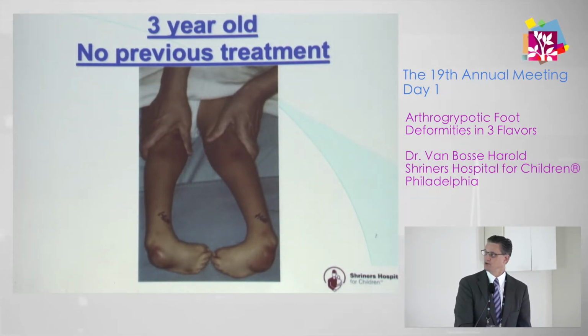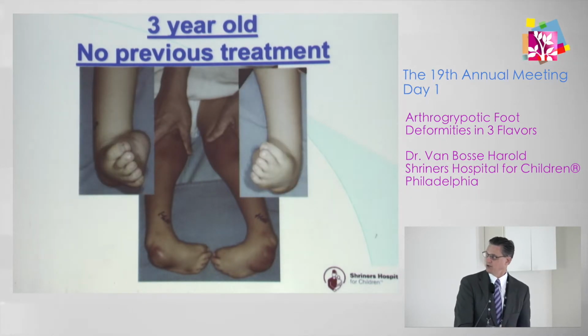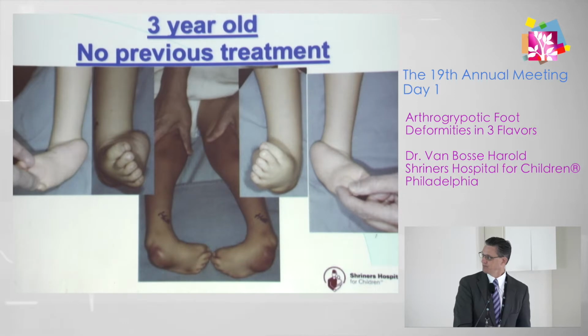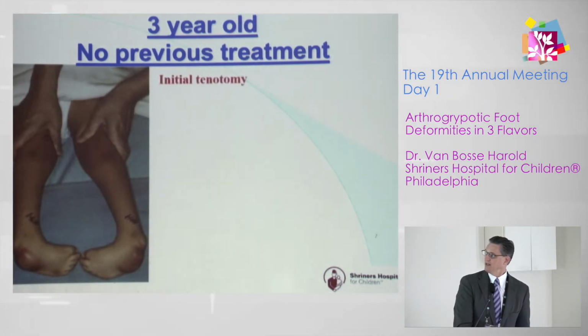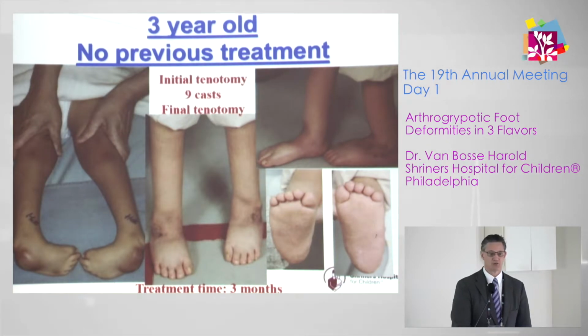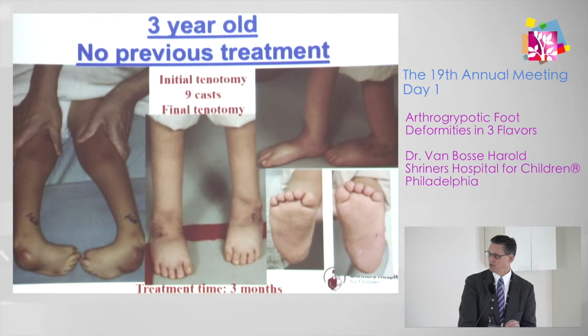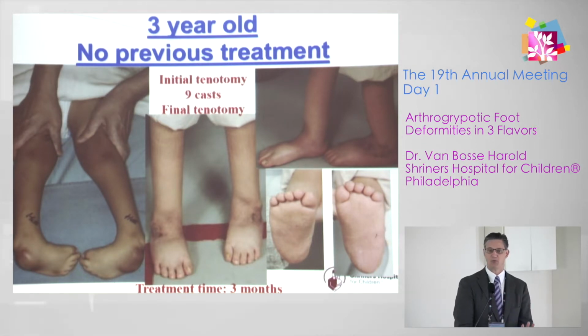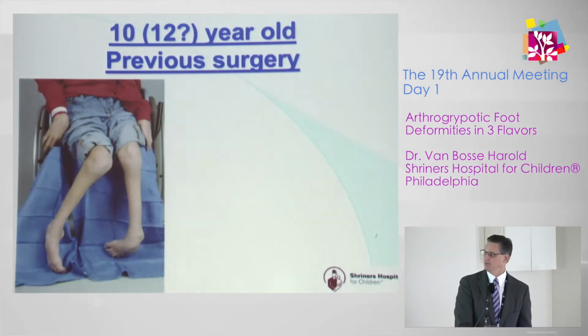So here's a child, 3 years old, no previous treatment. You can see he's been walking on these club feet. That's what they look like when you look straight from the front. So here we did initial tenotomy. We did 9 casts, and then the final tenotomy. This is what he looks like now. Now, he's had a number of relapses, and we'll talk about relapses in a little bit, but we've always been able to keep him walking on his feet. And he is now 6 or 7 years past this point, and we have not done any major operations on him.